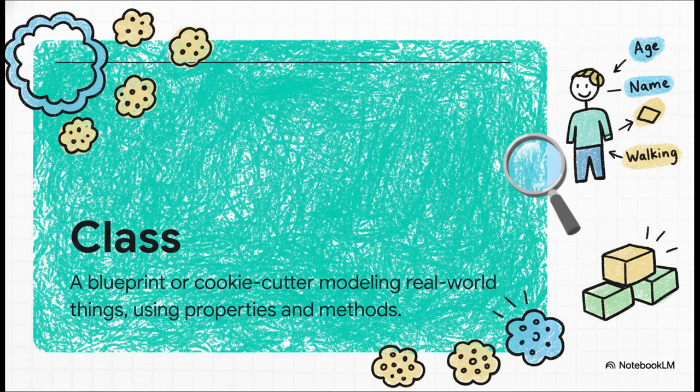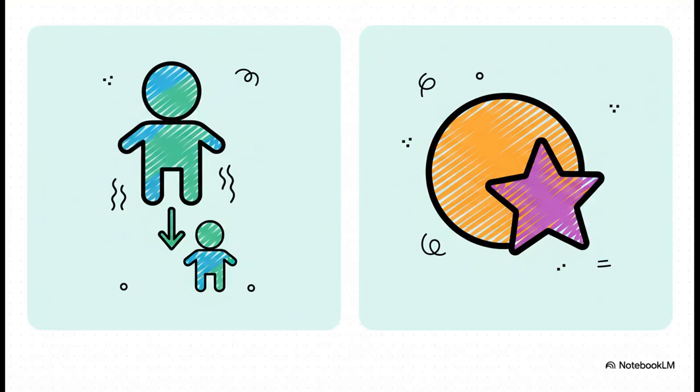Actually, let's frame this in everyday language. Think of the class itself as a noun, like a person. The properties, things like age or name, are the adjectives describing that person. And the methods, like talking or walking, well, those are your verbs. When you think about it, writing code is really just building sentences.